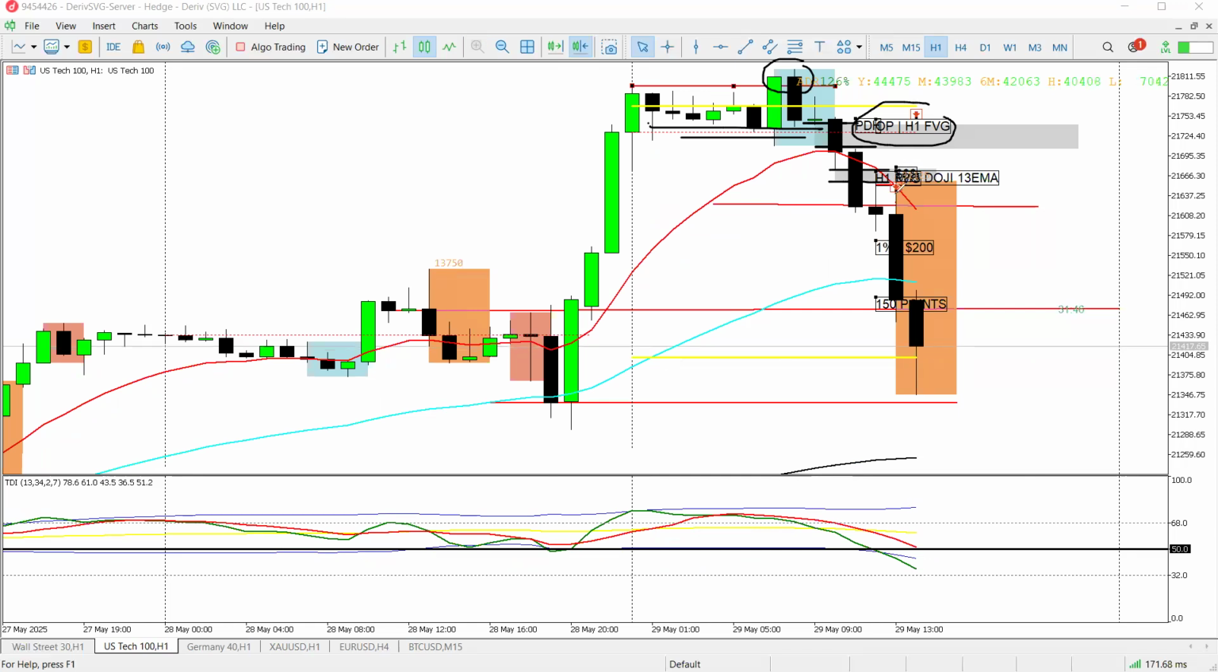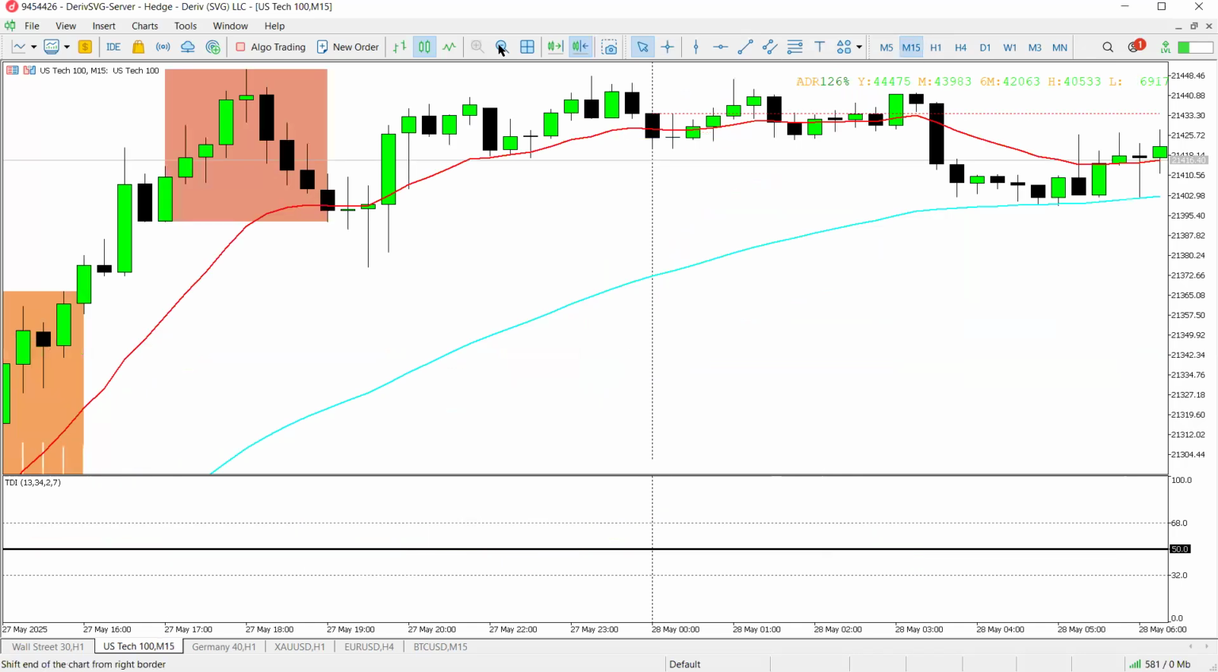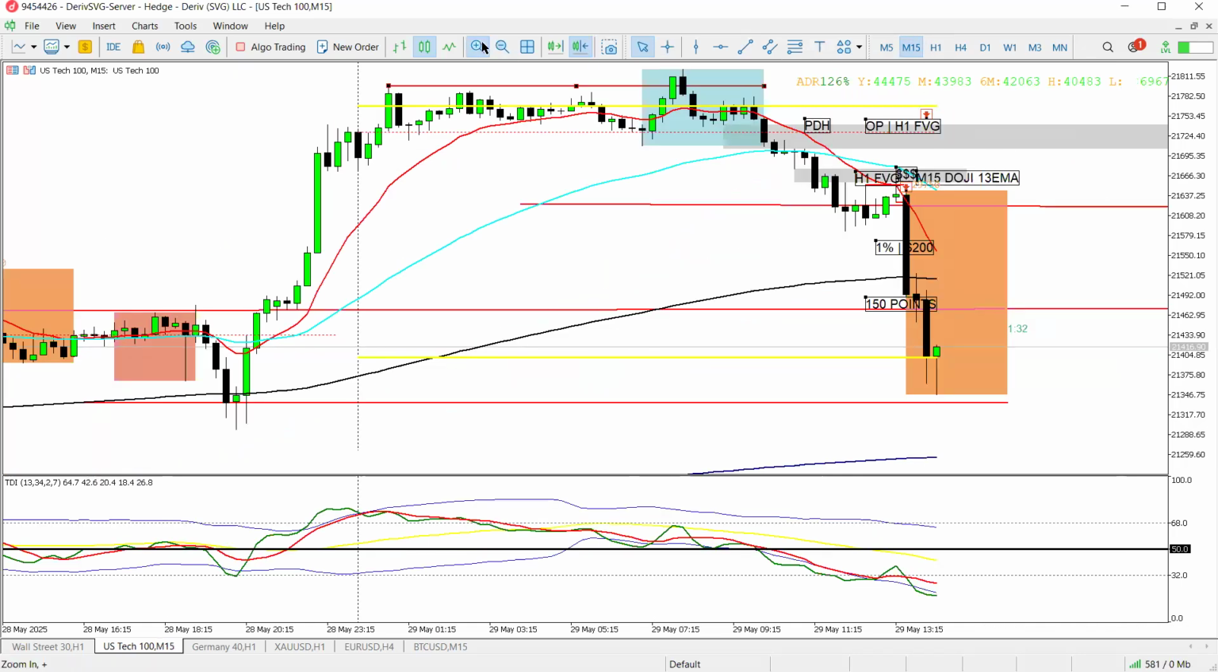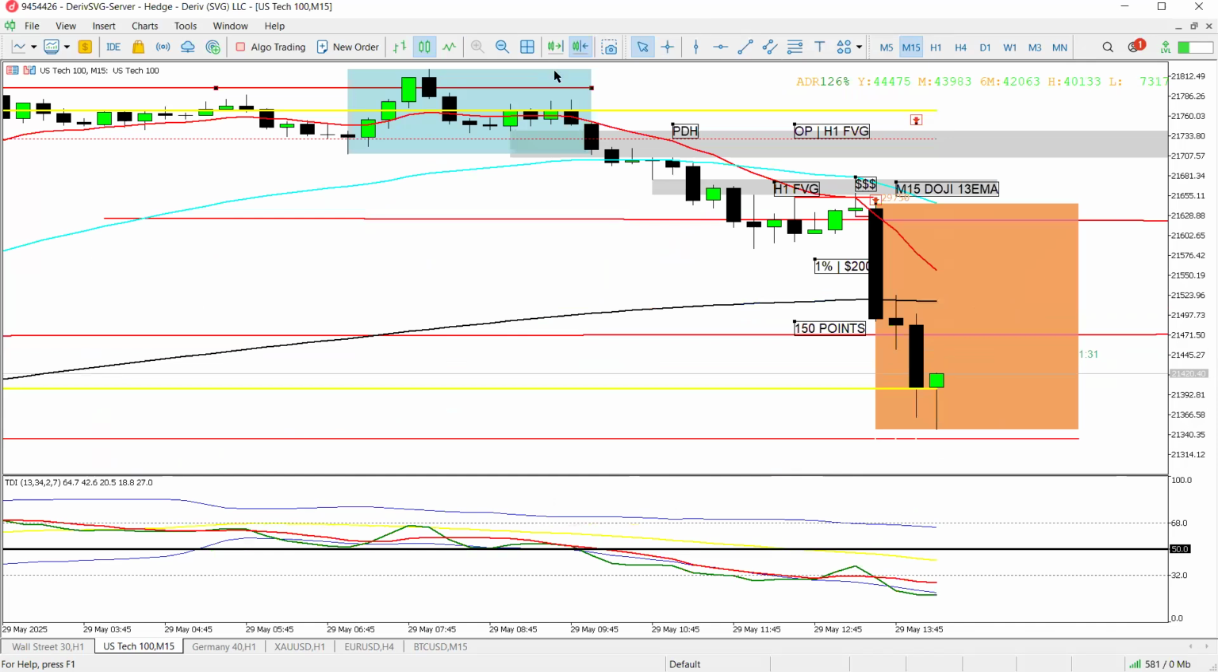And when the stock market opened, they actually wicked into this gray zone, which you're going to see on the M15 or on the smaller time frames. At the same time, I had to look for a confirmation, which is usually one of the nameable four candles which we look for.